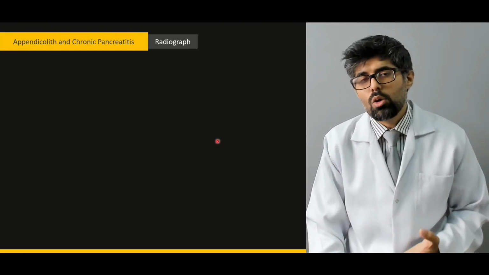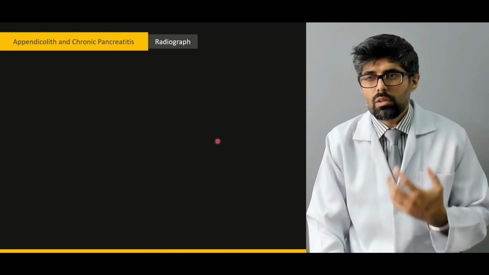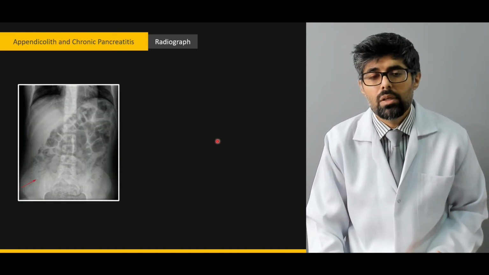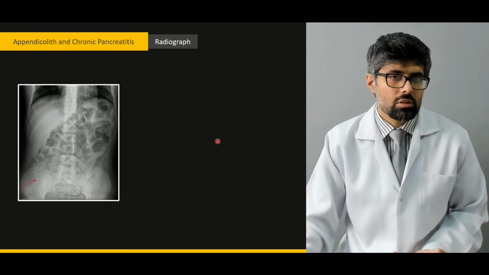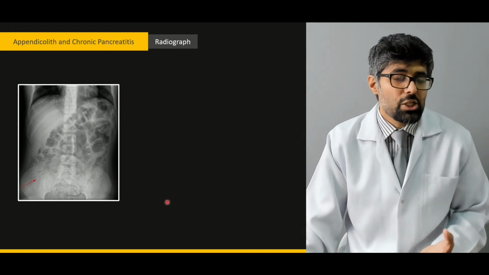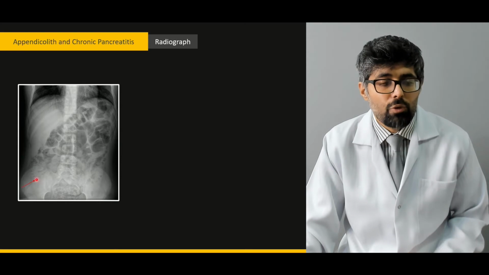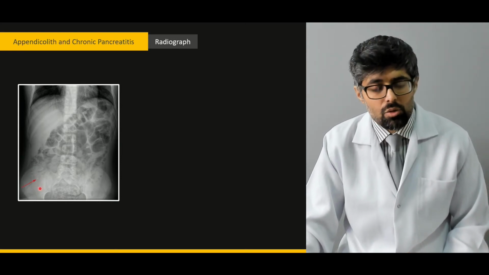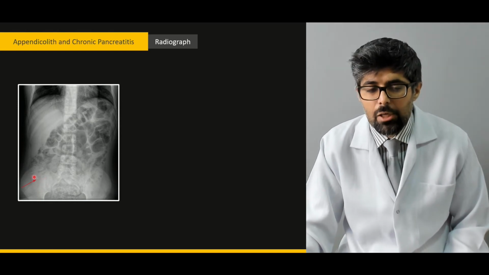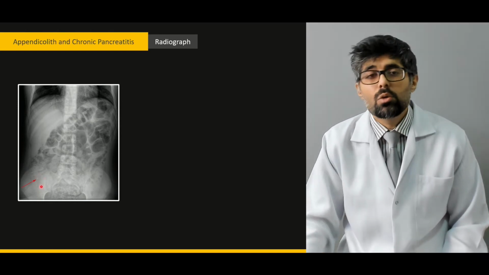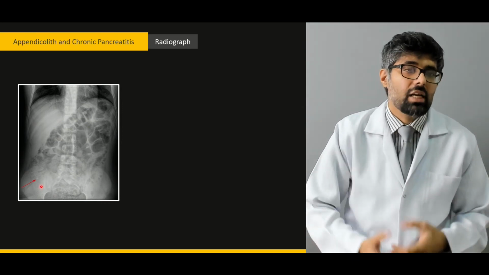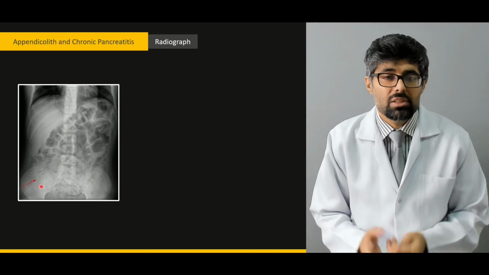Now another cause of calcification or stone inside the abdomen is appendicolith. Appendicolith is a condition where there is stone formation inside the appendix. This is a very serious sign because it can lead to inflammation of the appendix and then infection, and can result in acute appendicitis.